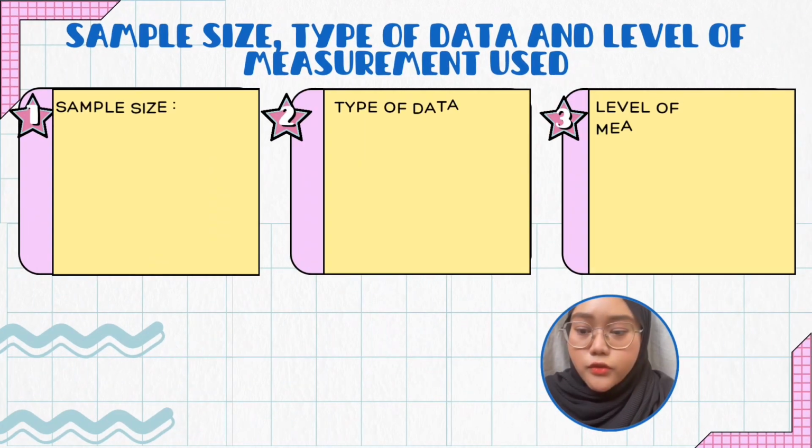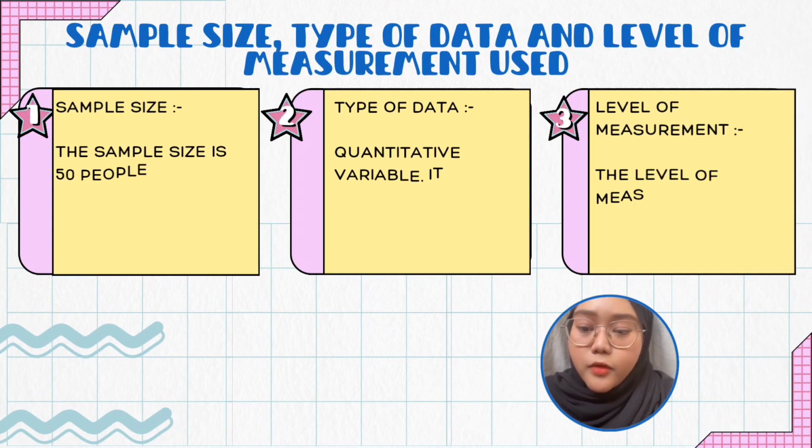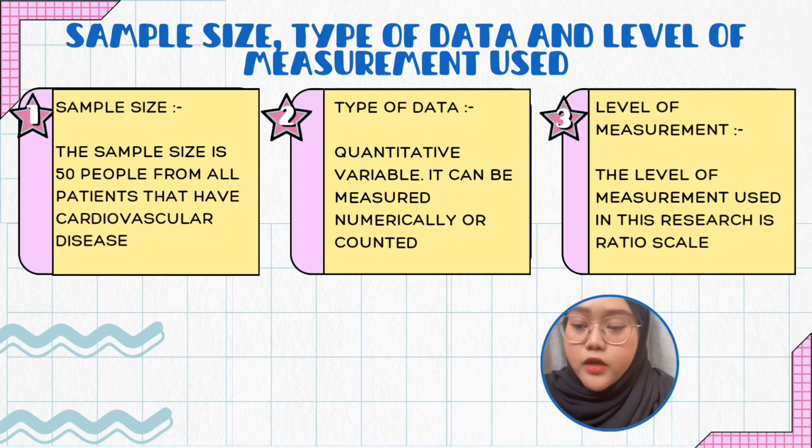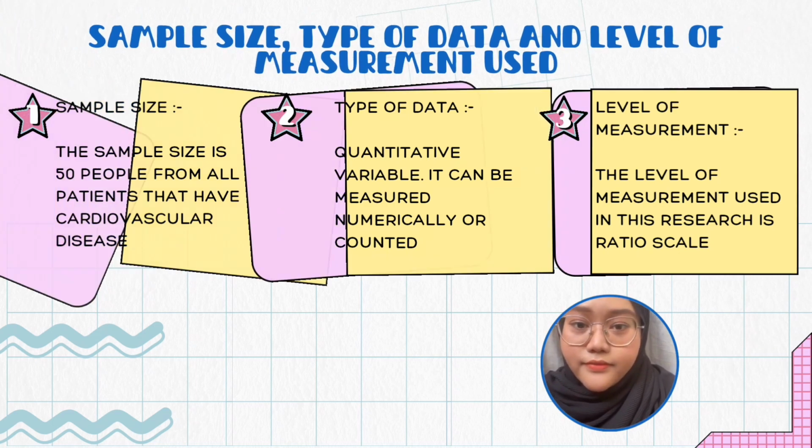Next, for question 2, the sample size, type of data, and level of measurement used. Okay, for the first one, the sample size is 50 people from all patients that have cardiovascular disease. Next, the type of data is quantitative variable, which can be measured numerically or counted. And the last one is level of measurement used. The level of measurement used in this report is ratio scale.